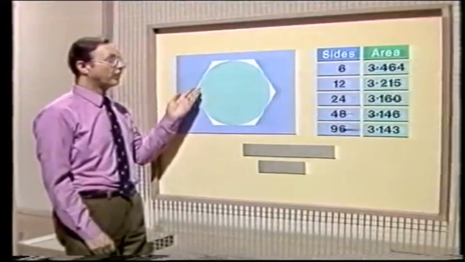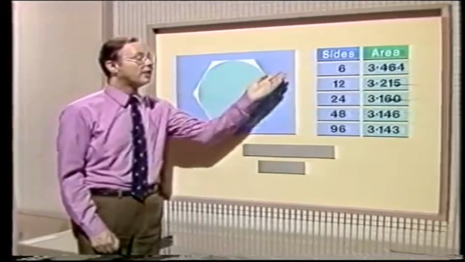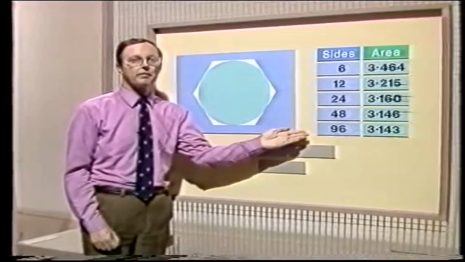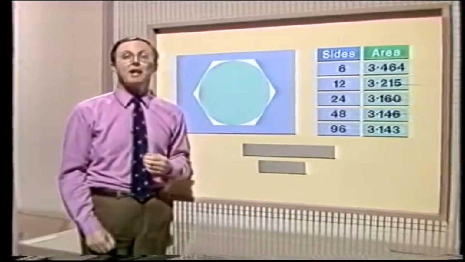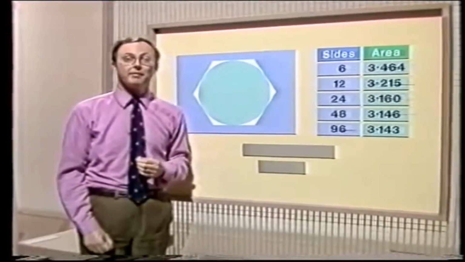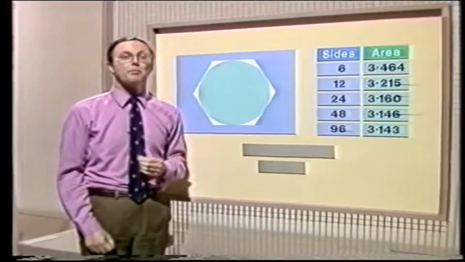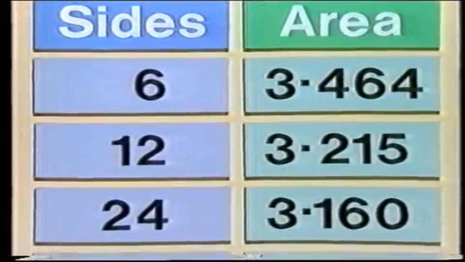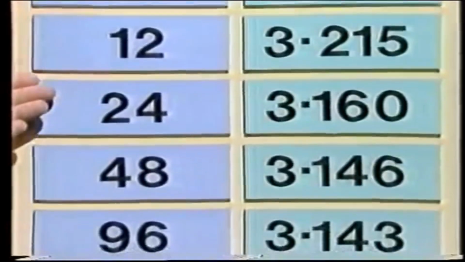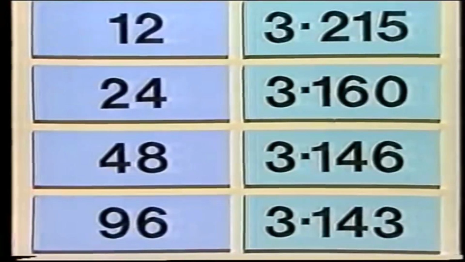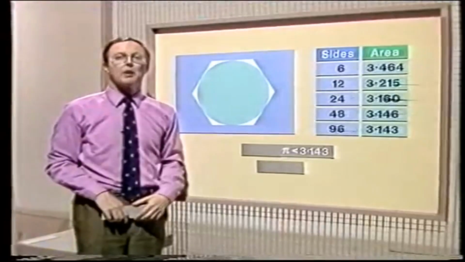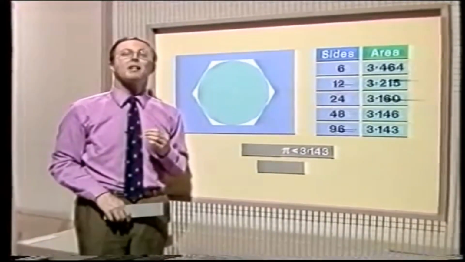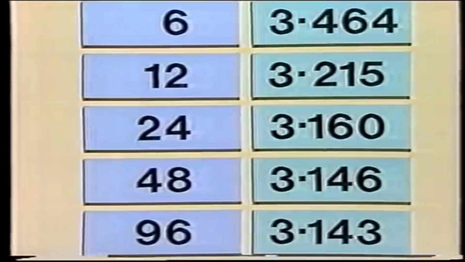So by taking exterior polygons, we've got a decreasing sequence of numbers. And each of these numbers is an upper estimate for the area, which is pi. So we can certainly say that pi is less than this last value. In fact, this number is actually 22 over 7 to 3 decimal places, which is the upper estimate that Archimedes got. And we can get a better upper estimate than this by continuing this sequence.